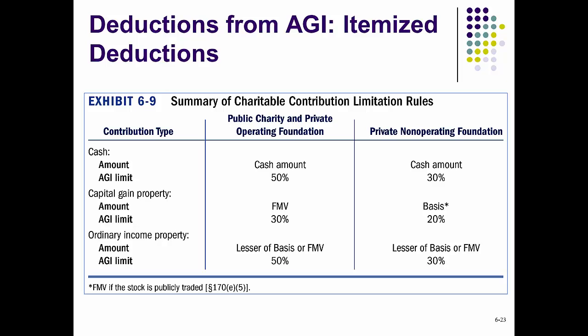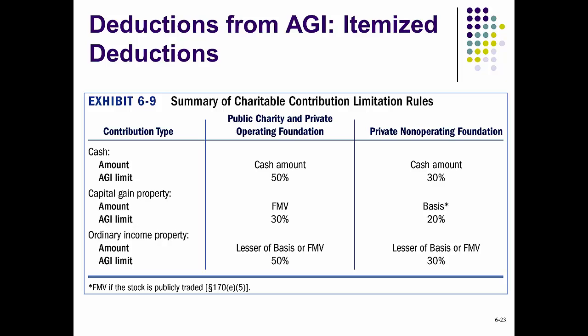AGI limitation is applied in sequence as follows, which means you need to follow these step by step. Step 1, determine the limitation for the 50% contributions. Step 2, apply the limitation to the 30% contribution. The 30% contribution limit is the lesser of A, AGI times 30%, or B, AGI times 50% minus the contribution subject to the 50% limit.